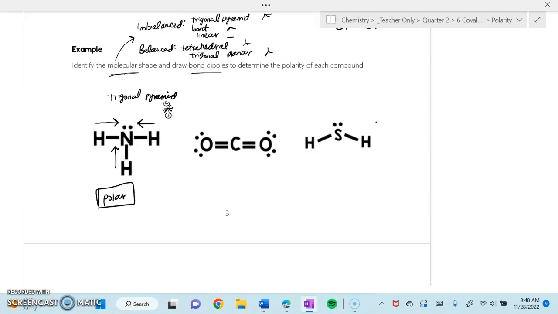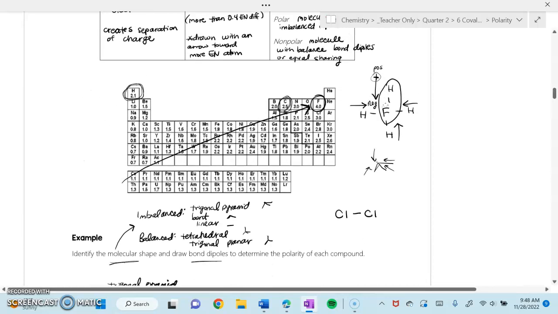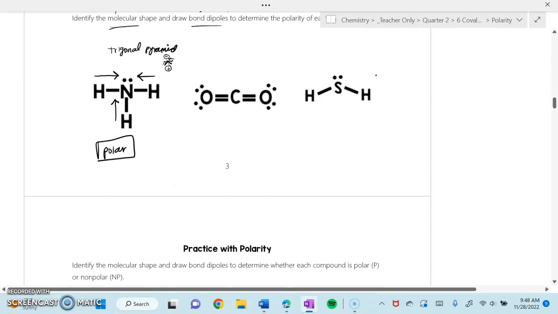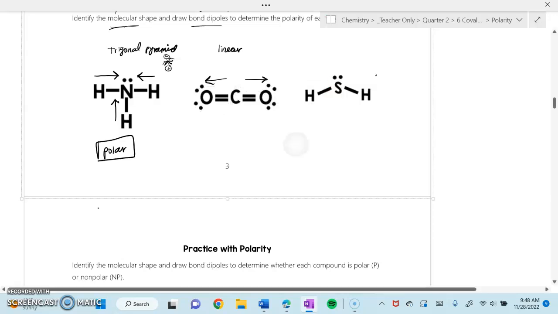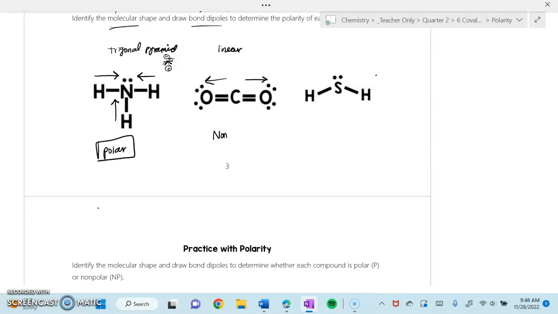Carbon dioxide, if you look at your table, we've got carbon and oxygen with a difference pointing towards oxygen. This shape is linear, which tends toward imbalance. However, do you see how this bond is the exact same as this bond? So it's balanced in opposite directions, and we would say that this is a nonpolar compound.